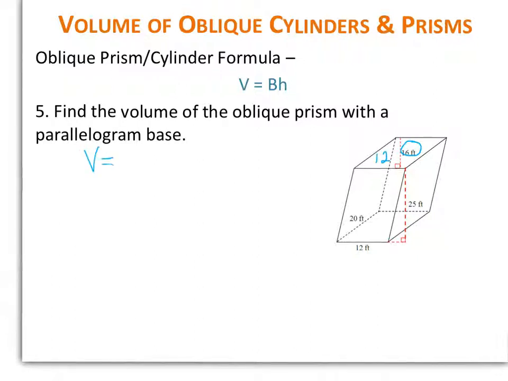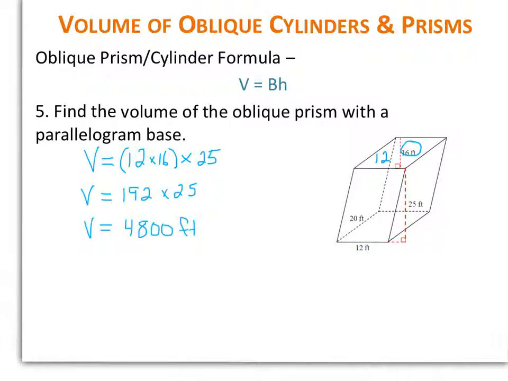So to find the volume of the prism, we'll find the area of the base of the parallelogram, so 12 times 16, and then times the height of the prism, which is 25. So volume equals 192 times 25, or 4,800 feet cubed.